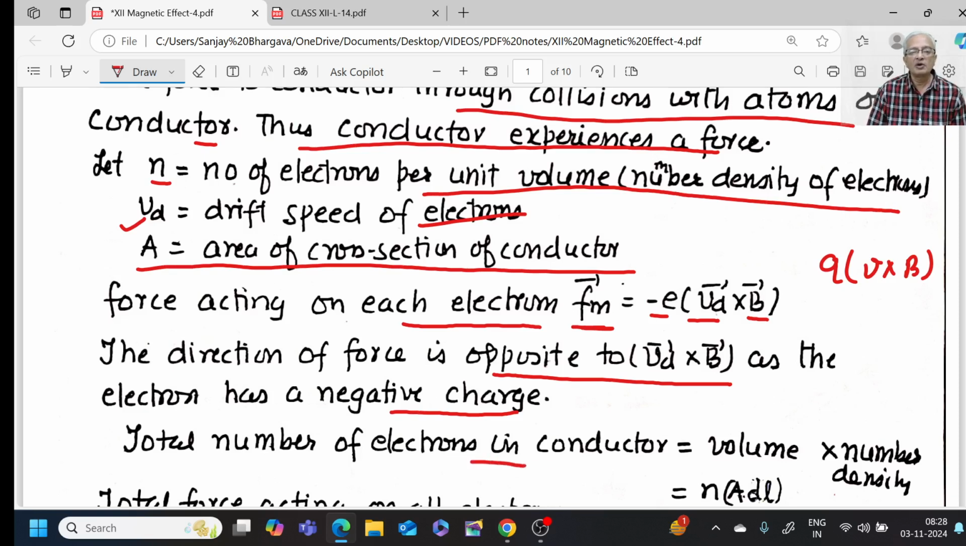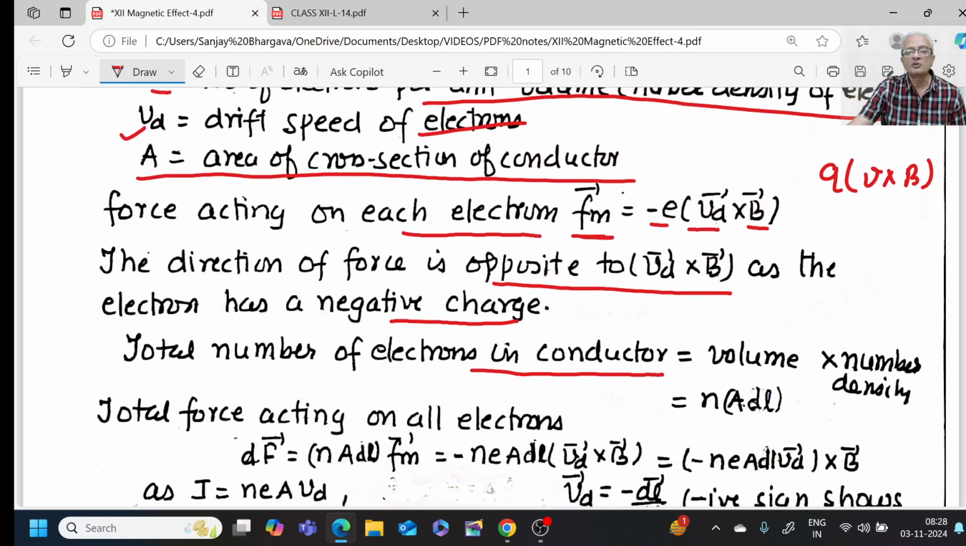The total number of electrons in a conductor is equal to volume into number density. So number density given by small n and volume of the conductor given by A into dl.